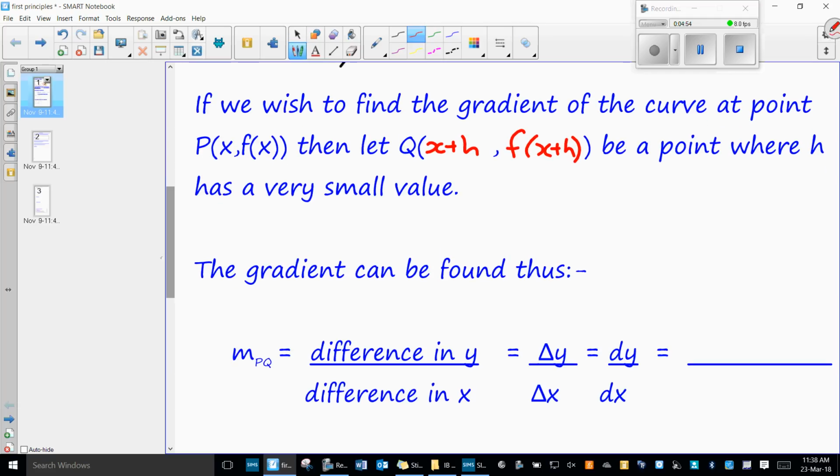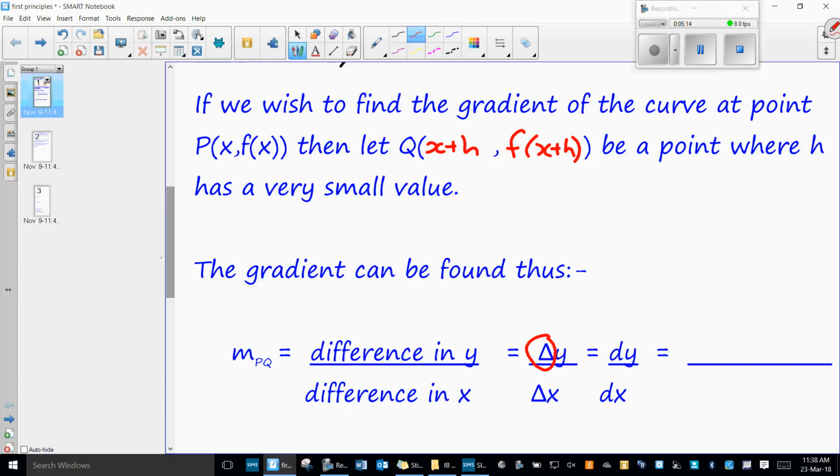So down here, we've got the gradient can be found, that's a fancy word. So m is our gradient of PQ. It's the change in y over the change in x. This is a fancy thing, delta. Have you seen that before in science? So it's the change in y over the change in x.